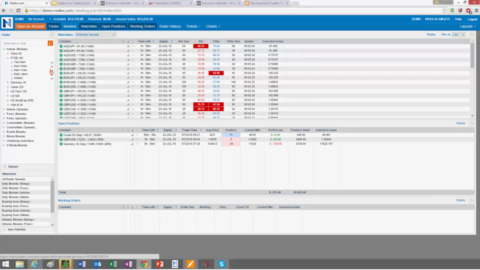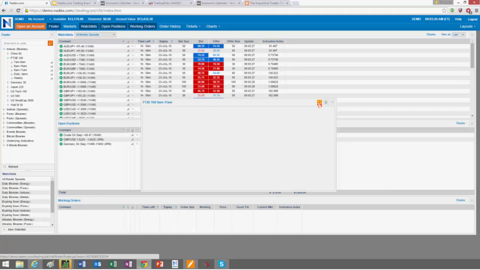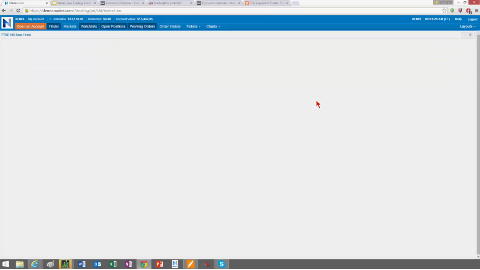Okay. Time to move on to the FTSE 100. I'm selecting the 9 to 11 a.m. time period, and we're going to see what happens with this candlestick in 15 minutes.